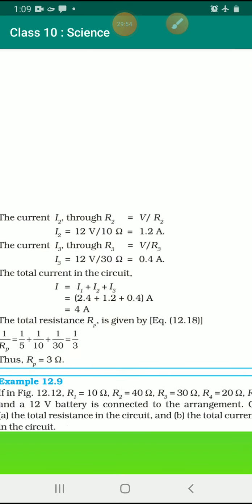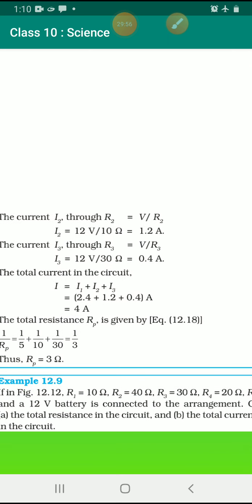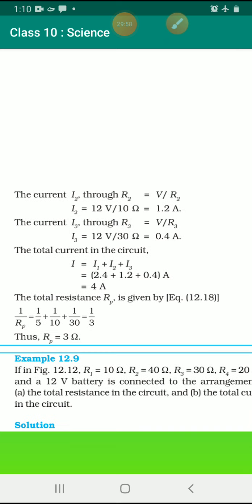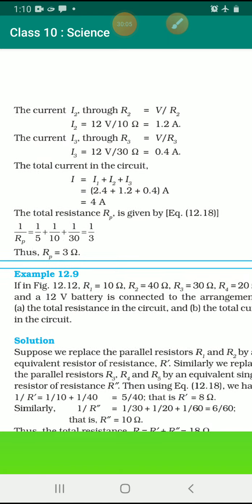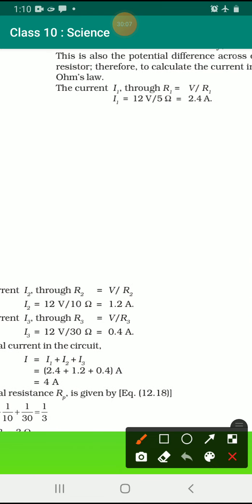Okay, I is equal to V by R. So for the second, I2 is equal to V by R2, so 12 by 10 ohm. Then V by R3, so 12 by 30 ohm. So the currents respectively come as 2.4 ampere, then 1.2 ampere, and then 0.4 ampere.